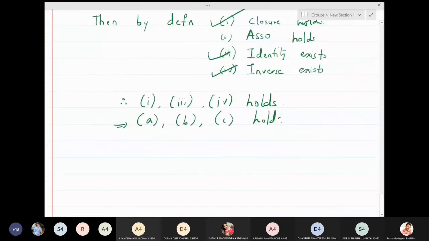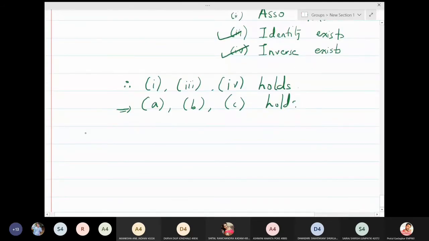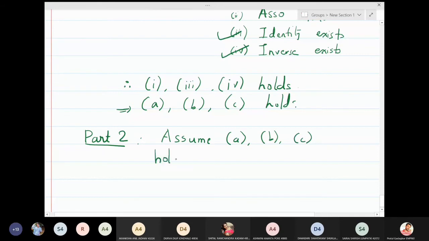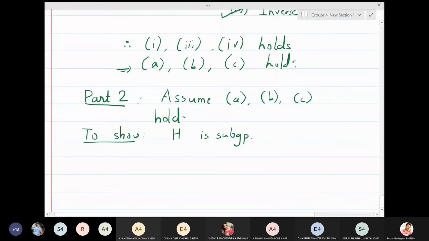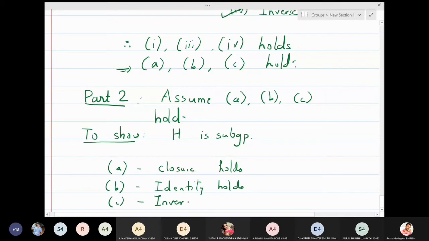So part two: assume A, B, and C hold, to show H is a subgroup. To show H is a subgroup, we have to show four points: closure, associativity, identity, and inverse. Part A is actually the closure. Part B is identity, so this also holds. And part C is nothing but inverse exists. So that property also holds, because we have assumed that A, B, C hold.